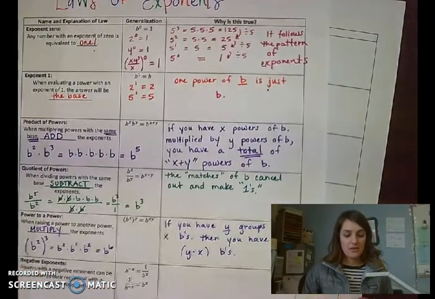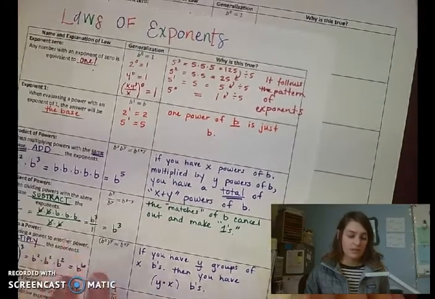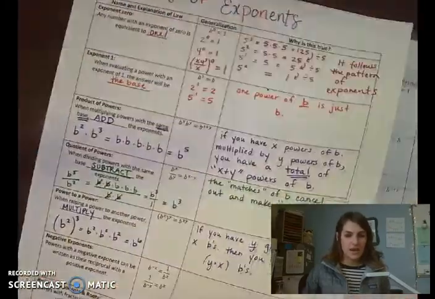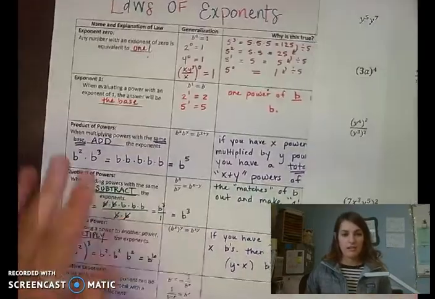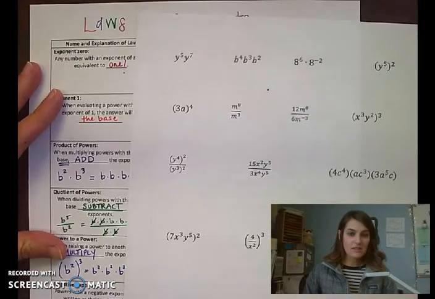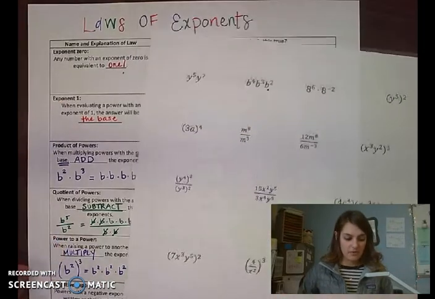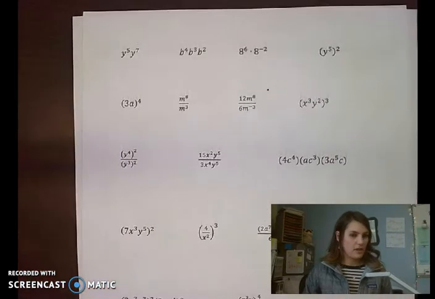Okay, so now we're ready to practice working with these laws of exponents. I have another copy so that we can refer back to this and I don't have to keep flipping my paper over. So the first example, y to the fifth times y to the seventh.